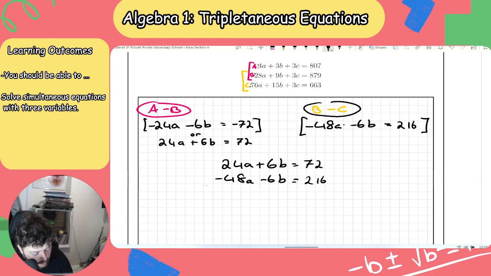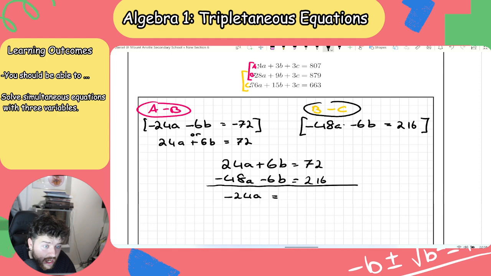So, you already have it all nice and laid out for us. I can cancel out the B's, so I'm going to add these together. I'm going to get minus 24A is equal to, really hope I'm right here, 72 plus 216. So that's going to equal 288. So A is going to equal minus 12.